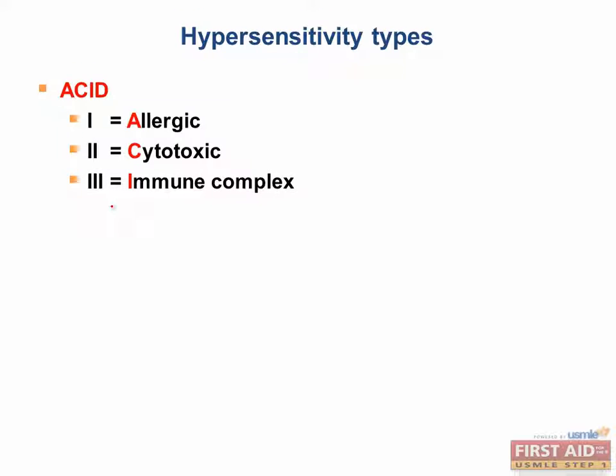Hypersensitivity time. Time to review hypersensitivity. So sometimes your body becomes overly sensitive to things, to the point where it actually causes harm. So there are four main ways in which this can happen, and you can remember them with the mnemonic ACID. So the A stands for allergic, and that's type 1. Type 2 is cytotoxic. Type 3, immune complex. And type 4, delayed. So we're going to talk about all of these in great detail right now.